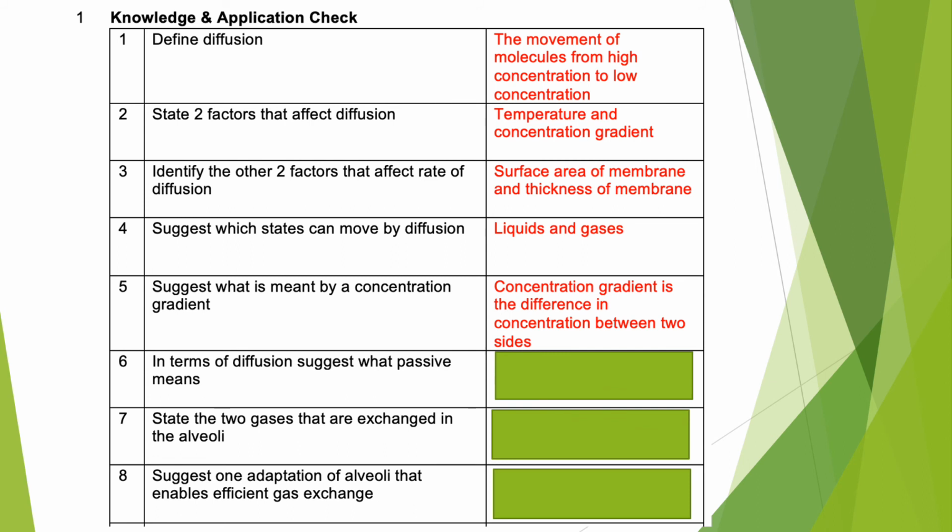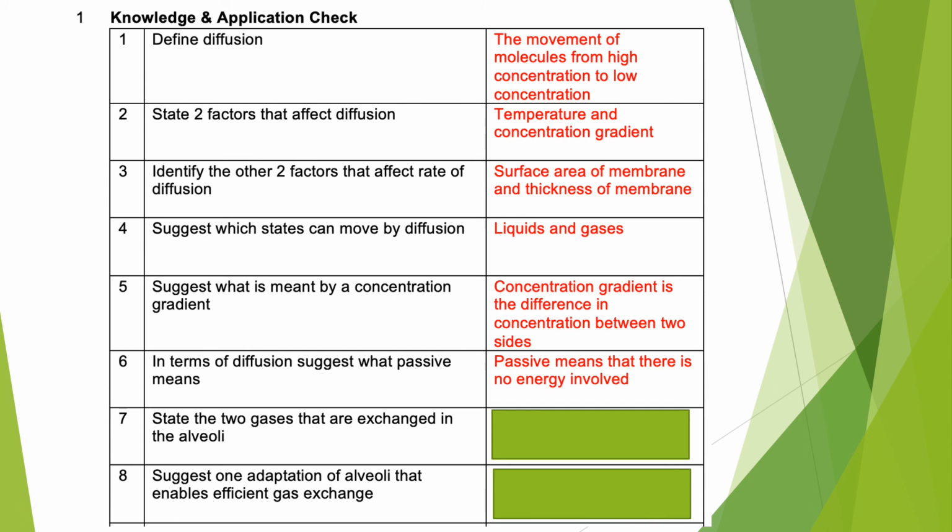Number 6, in terms of diffusion, suggest what passive means. Okay, so we know that diffusion is a passive process, but what does that mean? Passive means that there is no energy involved, which means that if you put some food coloring into a glass of water, you don't need to do anything. You don't need to add energy to it. All you need to do is just wait, and it will passively diffuse throughout the whole glass. Now, if you heated up the water, this will actually increase the speed of diffusion, right? Because you are actually adding energy, not to the rate of diffusion, but actually to the water, which will speed it up. It's some really interesting stuff there.